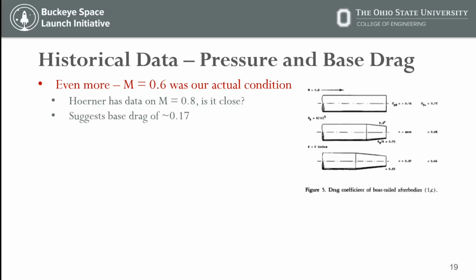So these charts, as you can see there, are for a Mach number of 0.8, so a little more transonic than we're seeing. We're seeing 0.6, but maybe we can relate the two because they are both subsonic, which is what we're flying at. And if you see right off on that graphic, the suggested base drag is about 0.17, which is just what the OpenRocket model says it should be. But you can also see that there's a forebody pressure drag of 0.14 listed there.